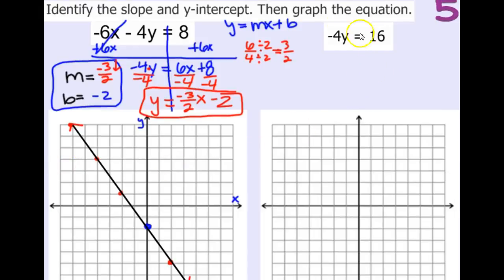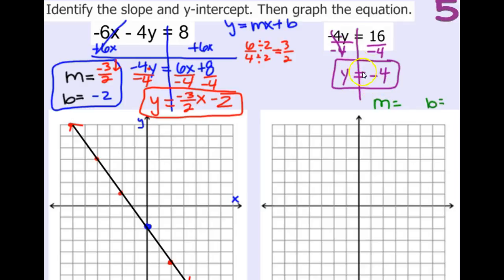Alright. Next, solve for y. The opposite of multiplying by negative 4 is dividing by negative 4. So we have y equals a negative 4. 16 divided by negative 4 was negative 4. And we need to identify m and b.